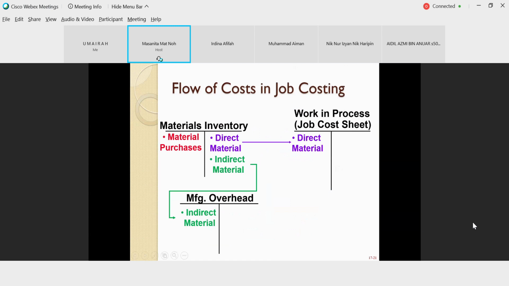Okay, kalau yang direct material, you akan creditkan the material inventory accounts, and then you akan debitkan di dalam work in process account. Okay, debitkan work in process, creditkan materials inventory for direct materials. Kena ada lah dalam kurungan kat situ for the direct materials. Okay, and then for the indirect materials, you akan debitkan dalam MOH and creditkan material inventory. Okay, complete ya yang tu.